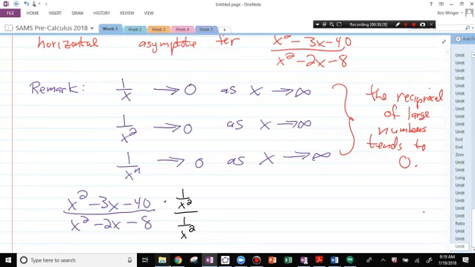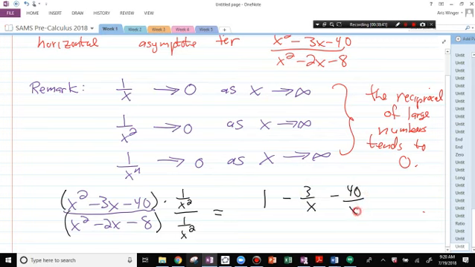So if I multiply everything by 1 over x squared, and now I'm just going to distribute, I'm going to get 1 minus 3 over x minus 40 over x squared, all over 1 minus 2 over x minus 8 over x squared. Just divide everything by x squared, please. So I want to show that this is going to look a lot like 1 at the end.